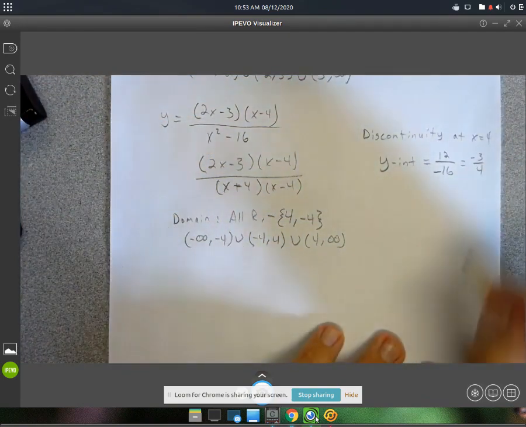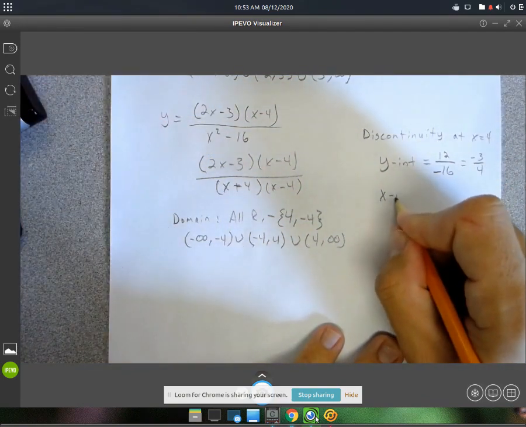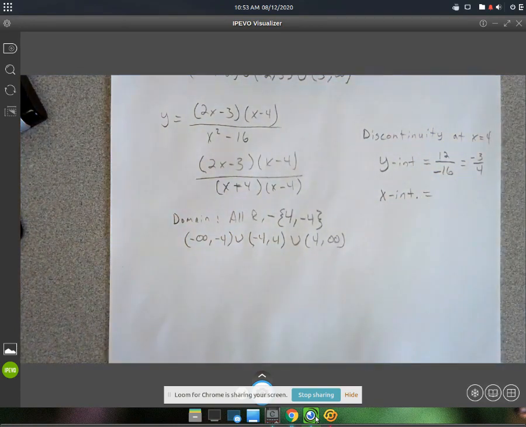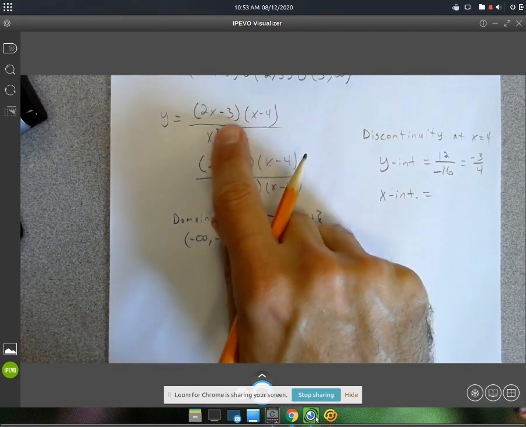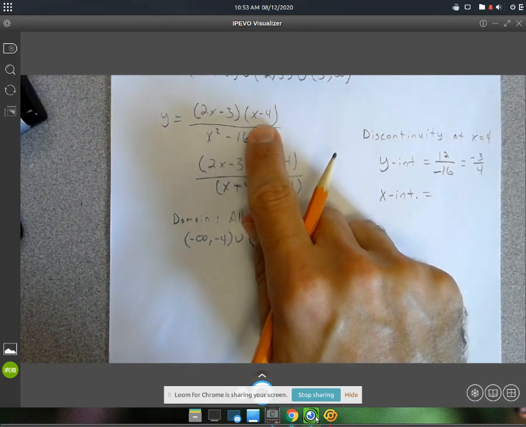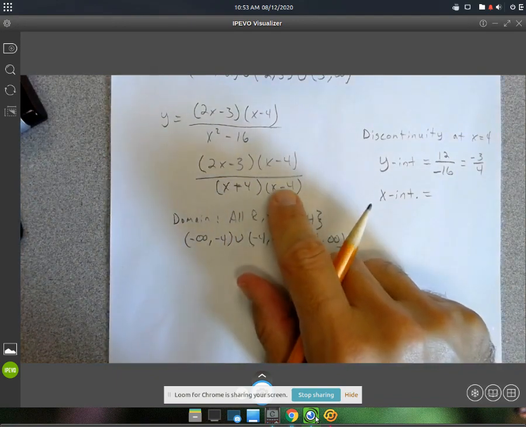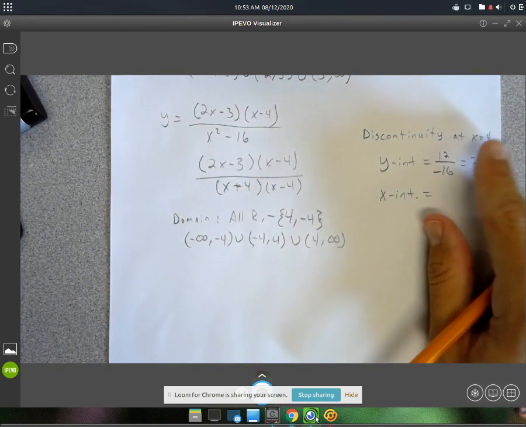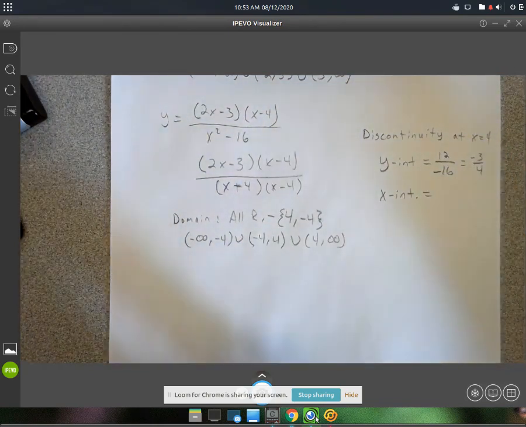Right. For our x-intercepts, all right, this one's a kind of a special case. The x-intercepts, we would normally set this equal to 0, and we would say 4 is one of our x-intercepts. But since it canceled with one of the factors down below, it is not one of the x-intercepts. There's actually going to be a discontinuity, as we said, at x equal 4.